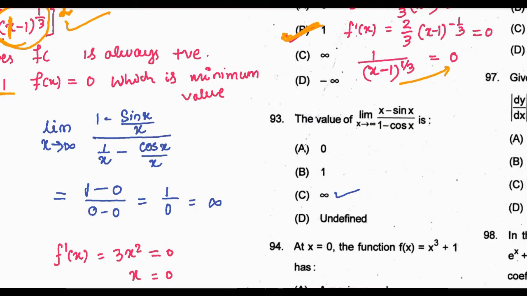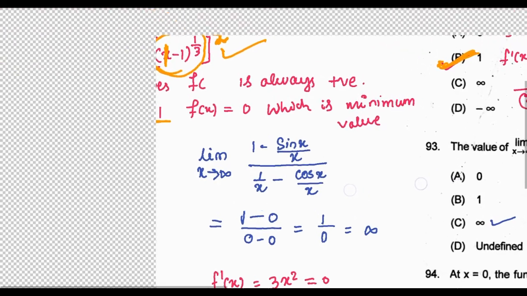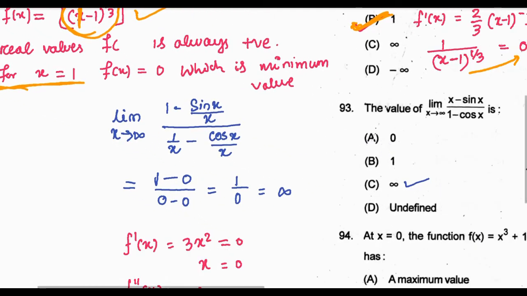Next question is question number 93. The value of limit x tends to infinity, (x minus sin x) by (1 minus cos x) is. So here what is given is (x minus sin x) by (1 minus cos x). I will do one thing, I will divide by x in both the numerator and denominator. What we will get is (1 minus sin x by x) by (1 minus cos x by x). So this is the division with x in both numerator and denominator. If I put the limit to each element, what will we get?